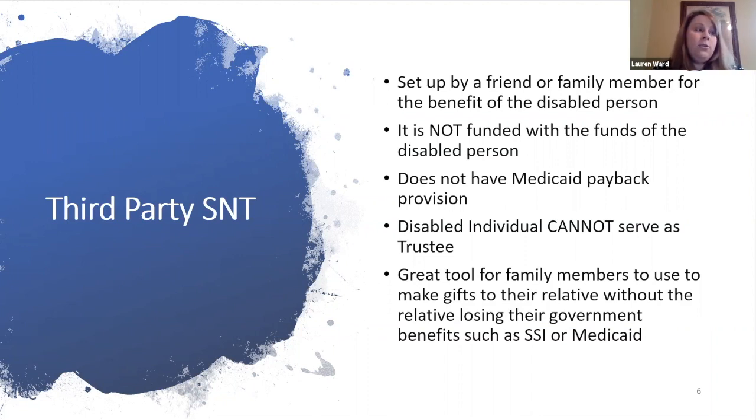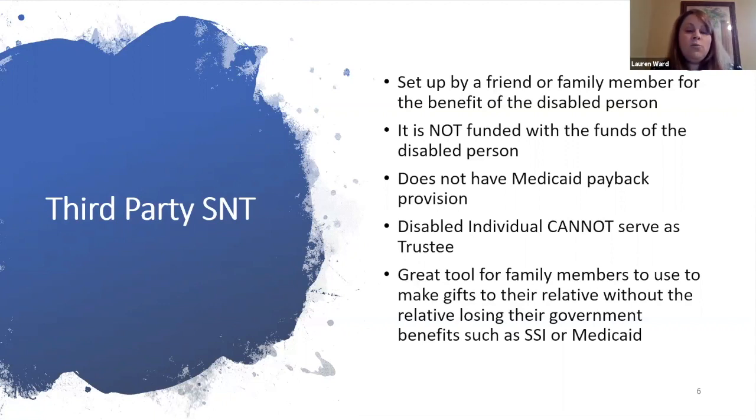So the big thing about doing this third-party trust is it does not have the Medicaid payback provision. So that is a big thing. It's why, if you have a disabled loved one or family member that you want to protect with estate assets, you want to go ahead and set up this third-party supplemental needs trust so it doesn't have the Medicaid payback provision. So for instance, if you set up a trust with $100,000 and the individual passes away and there's still $20,000 left in the trust, that $20,000 can be distributed how you would like, maybe to other heirs in the family.